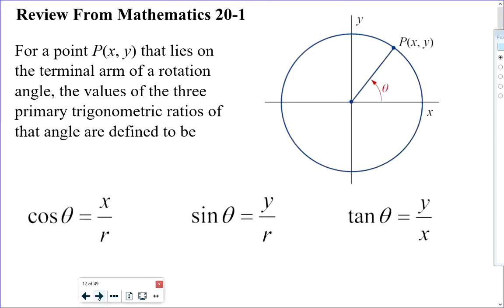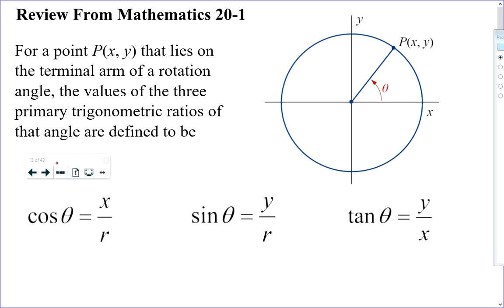So let's get started here with a review from Math 20-1. In Math 20-1 in trigonometry, you learned about the sine law, the ambiguous case of the sine law, and the cosine law. But that is just totally not relevant at all to this course. There's nothing important about that. The trigonometry here is all coordinate trigonometry.